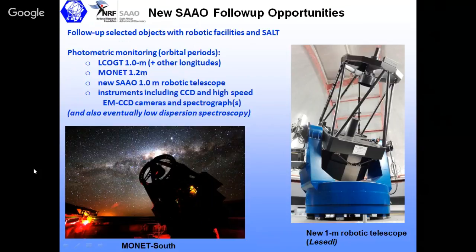So I'm just going to finish my talk with a few other things that are coming along in support of the transient follow-up. I've mentioned the existence already of the Las Cumbres system that we've been using for target of opportunity follow-up. MONET will be coming online fairly soon. There's a new robotic 1 meter telescope shown here, which is currently being commissioned. And these instruments all include CCD cameras and even high speed electron multiplication CCDs, and eventually spectrographs, which will be fiber fed for low dispersion work.